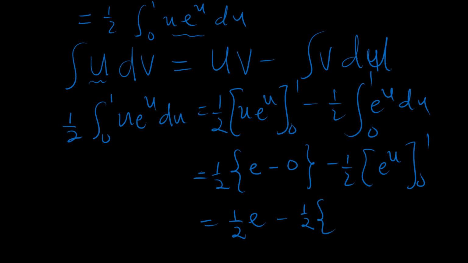On the upper side, it's going to be e to the power 1, which is e, minus on the lower side, e to the power 0, which is 1.